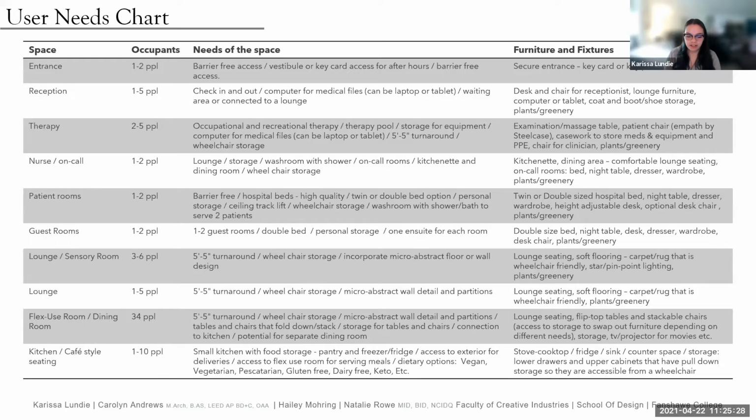For my user needs chart, this was derived from the adjacency matrix and goes over the important areas and what would be needed, not only of the space itself, but for furniture and fixtures as well.